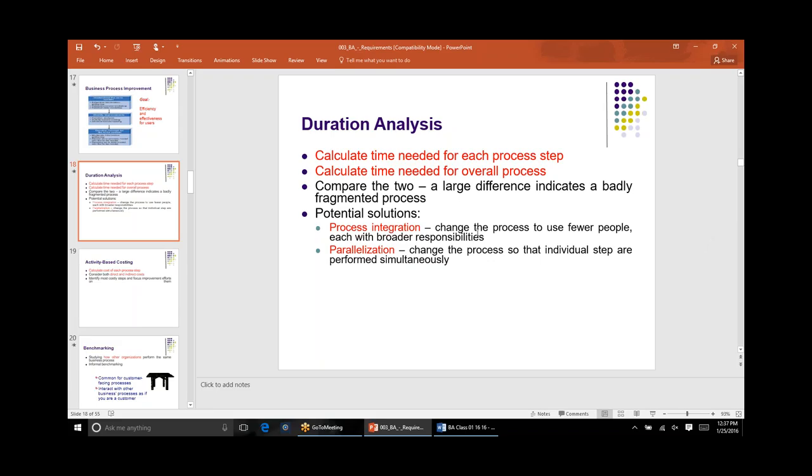Now we have to see potential solutions. Pay attention. If the process is taking a longer duration, how can we change it? What can we do? How can we minimize it and update our process automation? What can be done to change that? In order to do the process automation, we can do a two-step potential solution. Make a note of that: process integration and parallelization.